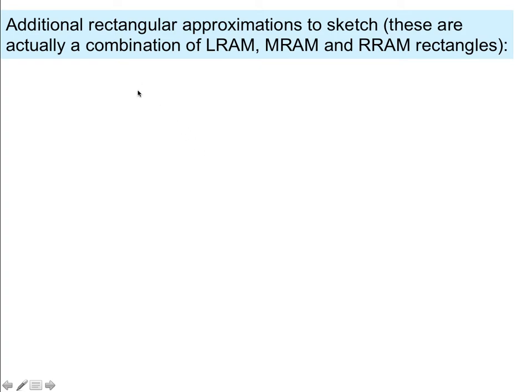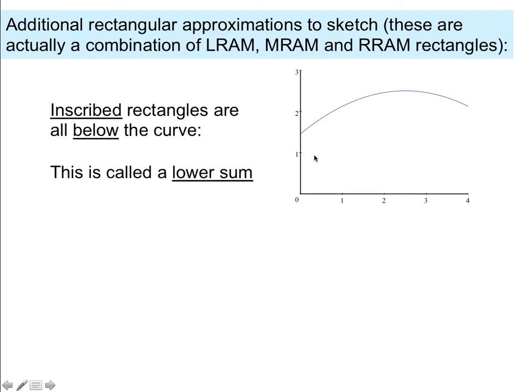Okay, so we have another rectangular approximation, and it's a combination of LRAMs, MRAMs, and RRAMs. So remember, this is left rectangular approximation, mid rectangular approximation, and right rectangular approximation. So we call this inscribed. Inscribed is where we just stay inside the function. If we notice, this is a left, this is a left. I'm not quite sure if this is a left or a right. This looks like a left, but this all of a sudden becomes a right because the function is now decreasing.